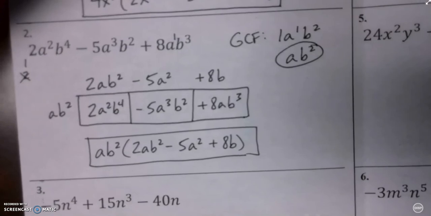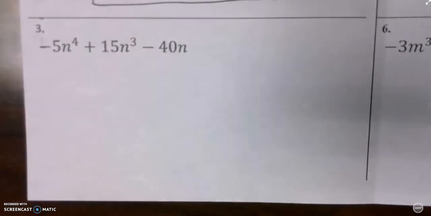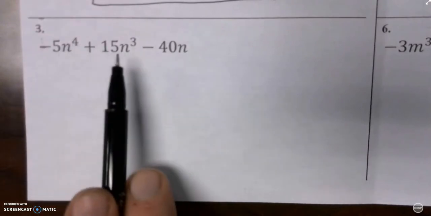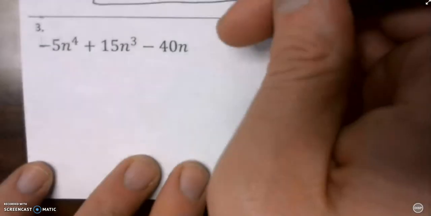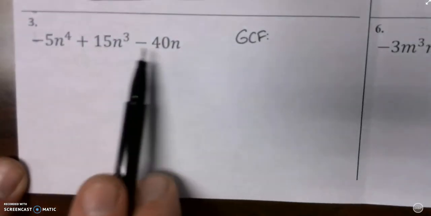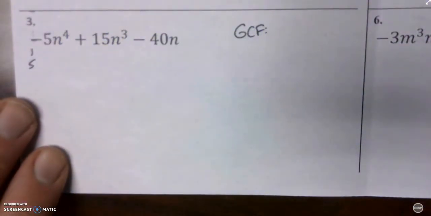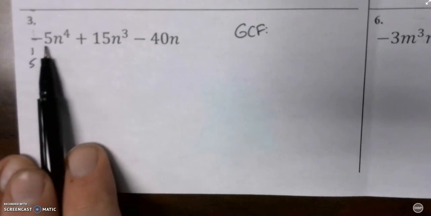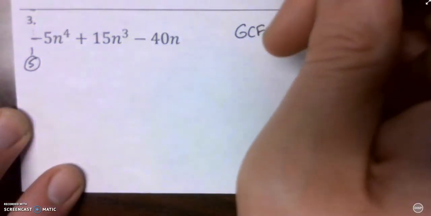Let's look at 3. There's something different about 3, and I wanted to model that with you before you try it on your own. 3, we're trying to factor negative 5n to the fourth plus 15n cubed minus 40n. To find the greatest common factor, I'd like to take the smallest number that I see among the coefficients, 5, and think about what goes into 5. There's 1 and there's 5. That's the only pair. So I'm going to check, does 5 divide evenly into all 3 coefficients? And it does. So 5 is the greatest part of the greatest common factor.